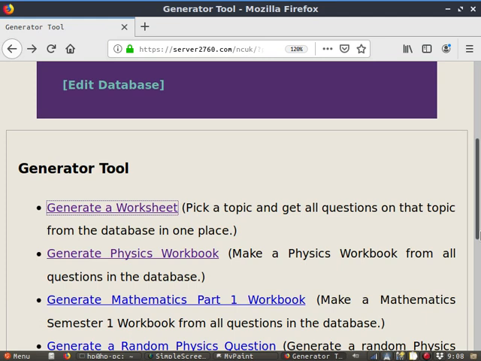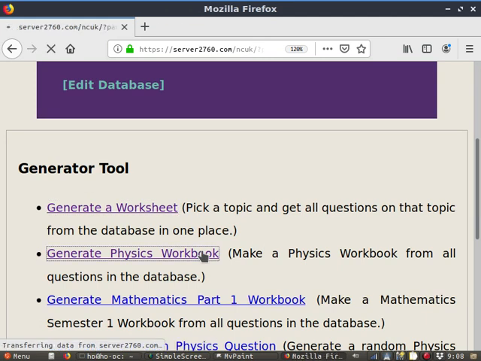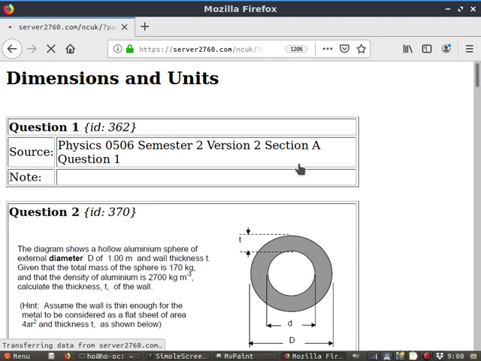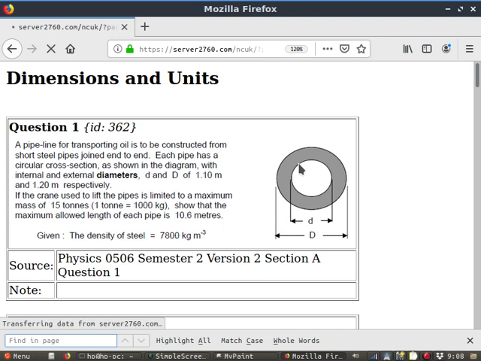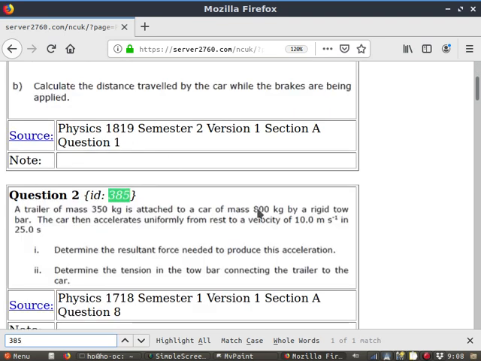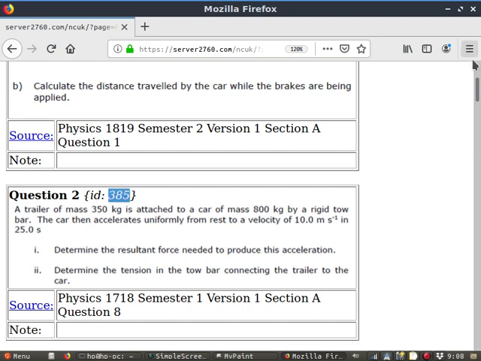Excuse me. Let's see. Physics workbook. Can you see okay? What's the ID number? Beside each question there's an ID number. What is it? 385? 385. There we go. A trailer of 350 kilograms is attached to a car of 800 kilograms.